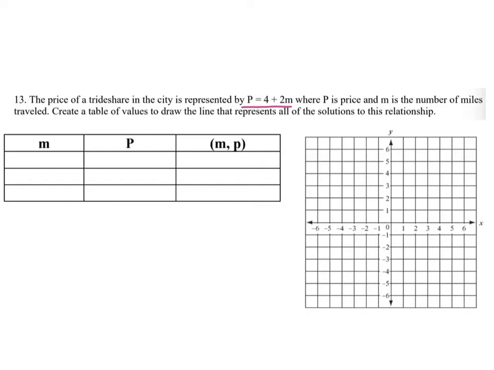This first one, stop the video right now, take a minute to read the question. So you'll notice by reading the question that you have P equals 4 plus 2m, where P is the price and m are the miles. So when I set this up, notice that my points are as m, comma, p. Okay, so I'm going to plug in various m values and use the equation to find the p.